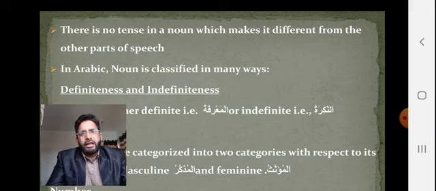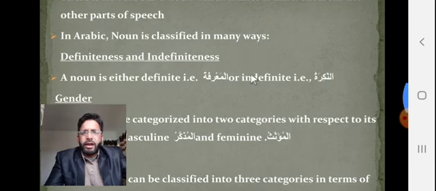And second, in Arabic, a noun is classified in many ways. This is the important point. For example, in terms of definiteness and indefiniteness, whether a noun is ma'rifa or nakira. A definite noun we call ma'rifa in Arabic, and indefinite we call nakira. So this is one way of classifying nouns.